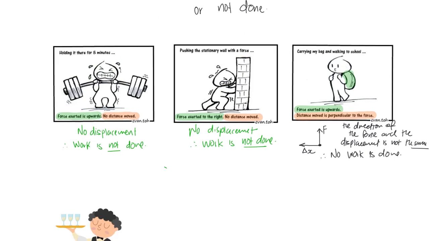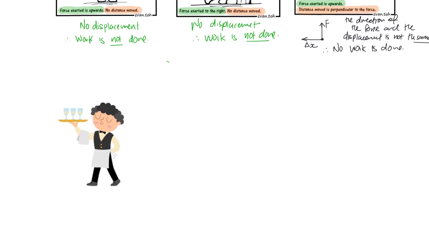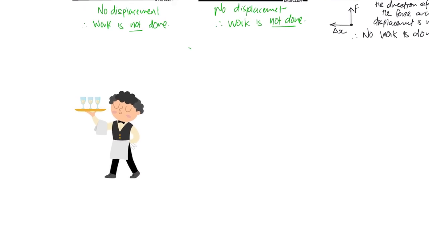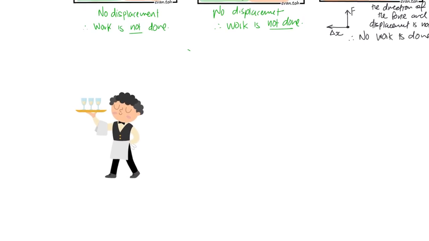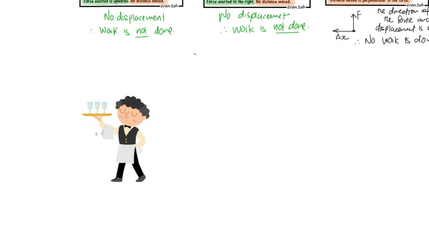If I look at a similar example, this waiter who's carrying this tray, what we can see is that the force being applied is from the arm to the tray. That is the force. So the force is an upward force. What we can also see is that the direction this person is moving in is to the left.